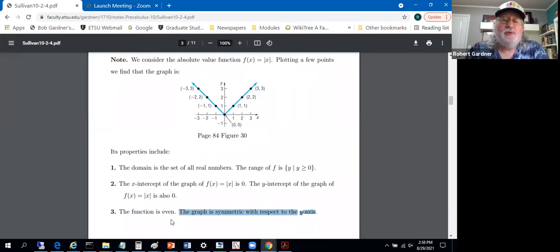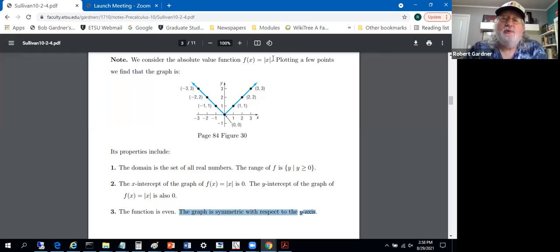Functions with such symmetries are called even functions. So the absolute value is an even function. Other examples of even functions: x squared, x to the fourth, x to the sixth. Even powers of x produce even functions. That's the reason they're called even functions.